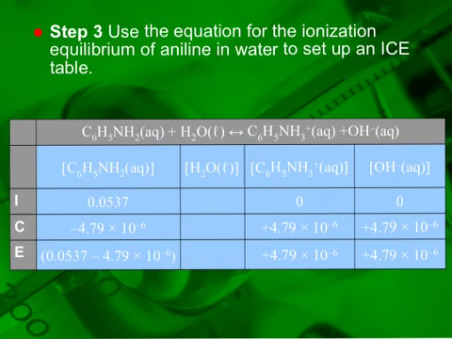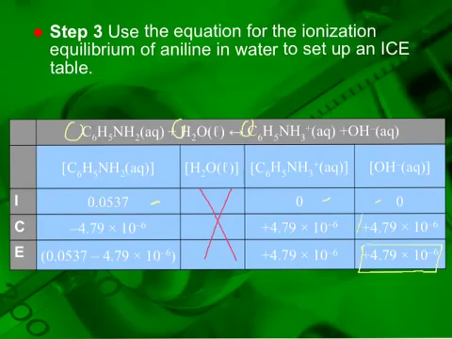But first we need to set up our ICE table. Luckily for us, all of the coefficients here are 1, so we do not have to worry about any exponents in our equilibrium expression. Again, we do not include water because water is a pure liquid. We just calculated the initial concentration of aniline was 0.0537. Initially there was none of the conjugate acid and none of the hydroxide. We know that at the end of the day we have a concentration of 4.79 times 10 to the minus 6 moles per liter of hydroxide. Well, how did it get there?